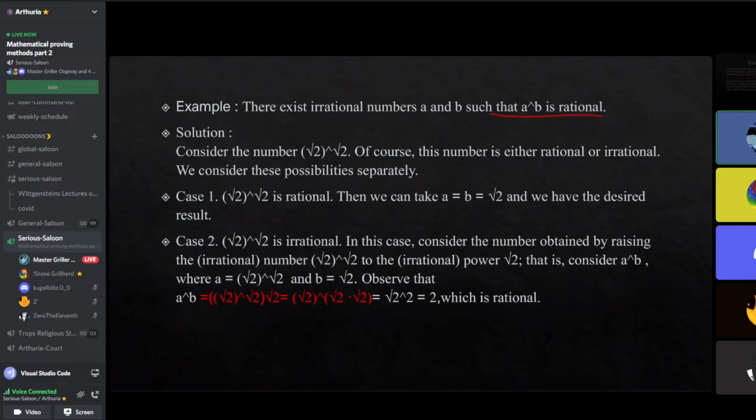Then what we do is, we take another number and put that number to the power of 2. So now we have square root of 2 to the power of square root of 2, to the power of square root of 2. Now what we know is that square root of 2 times square root of 2 is 2, and square root of 2 squared is 2. And that is, of course, a rational number. And thus we have shown this.